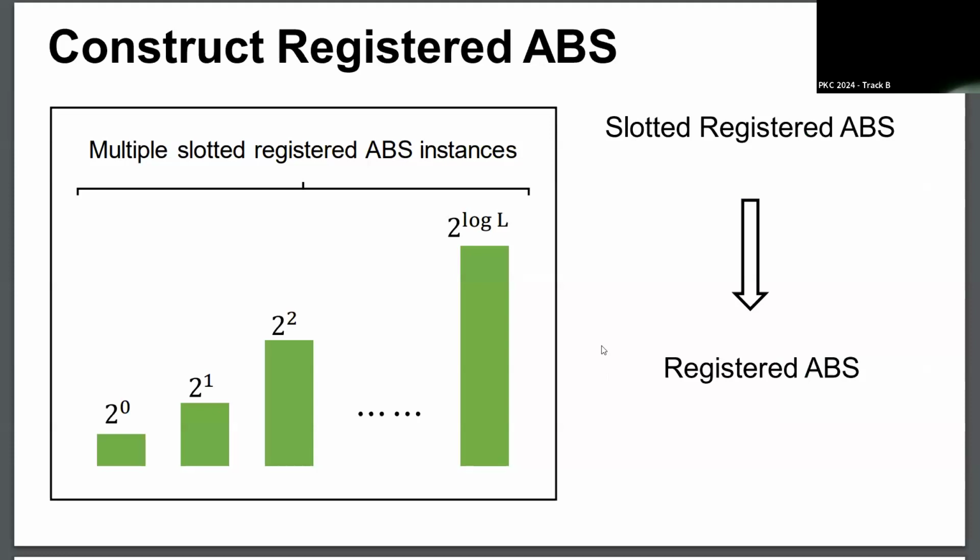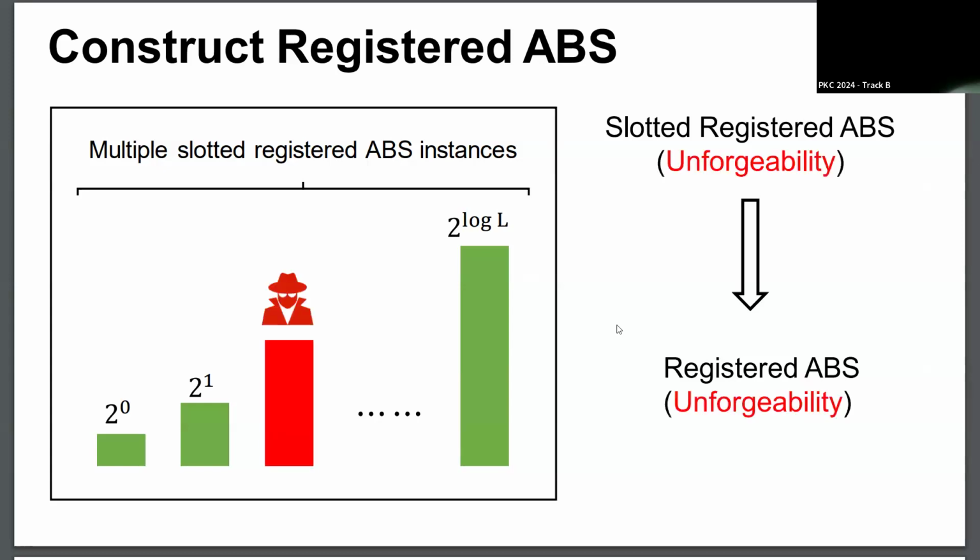And with this tool, we can construct registered ABS using the power of two trick, building multiple slotted registered ABS instances for different amounts of signers. Here L is the bound on the number of signers in registered ABS. Then we can make a reduction from the unforgeability of registered ABS to the underlying scheme. So now all we need is just to construct a secure slotted registered ABS.